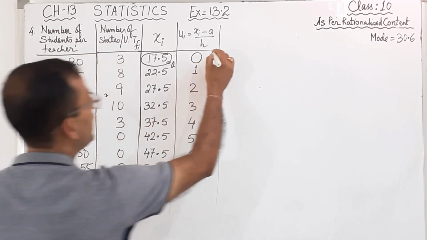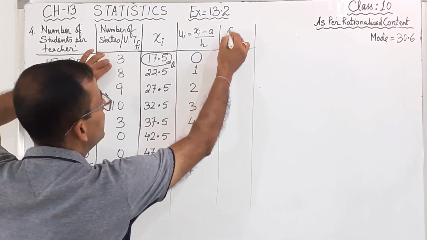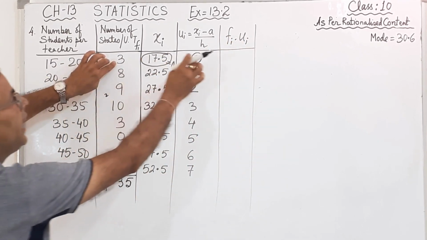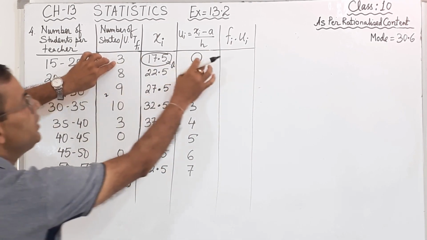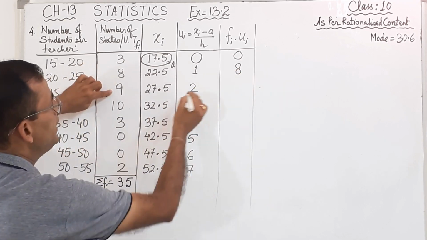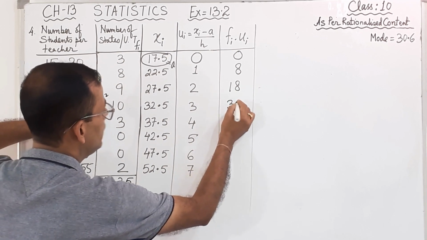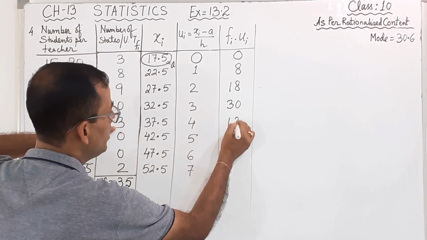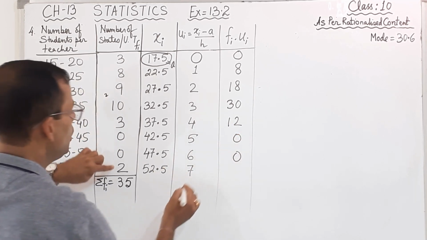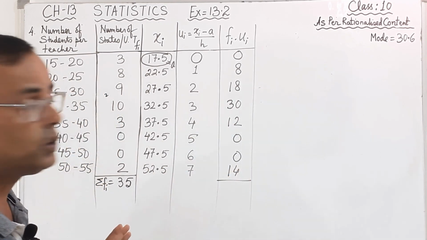Now we have to find out the last column. Last column is what? Now fi into ui, okay. So fi and ui you are going to multiply. 3 into 0, 0, 8 into 1, 8, 9 into 2, 18, 10 into 3, 30, 3 into 4, 12, 0 into 5, 0, 0 into 6, 0, 2 into 7, 14. So we got fi into ui.